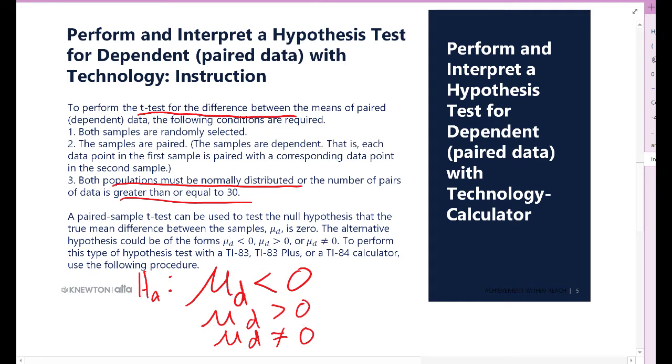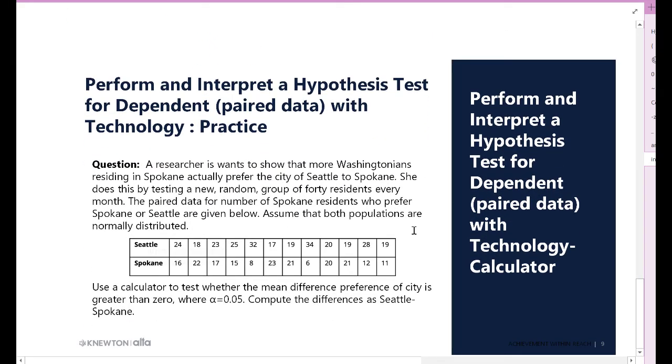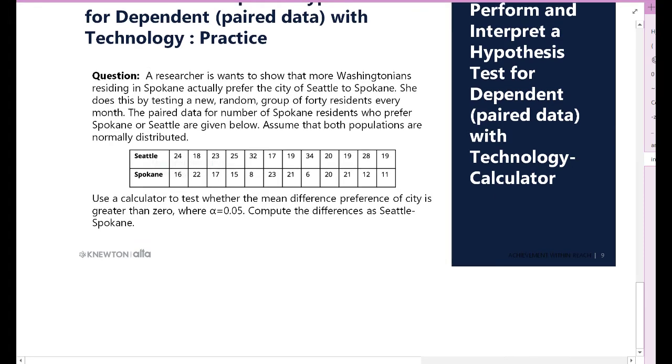Okay, so let's try a problem really quickly. A researcher wants to show that more Washingtonians, people living in the state of Washington, actually prefer the city of Seattle to Spokane. She does this by testing a new random group of 40 residents every month. The paired data of residents who prefer Spokane or Seattle is given below. So she interviewed a bunch of Washingtonians and asked them, do you like Spokane or Seattle? Assume that both populations are normally distributed.